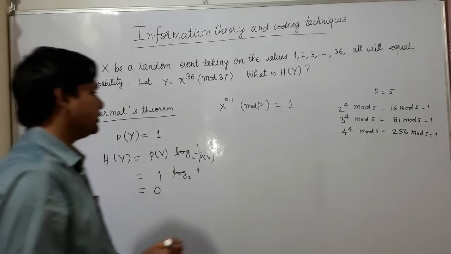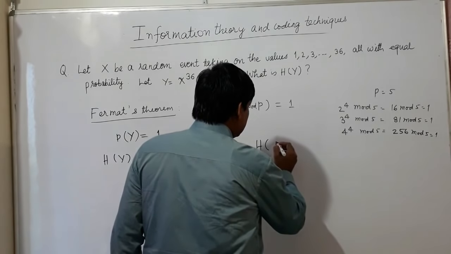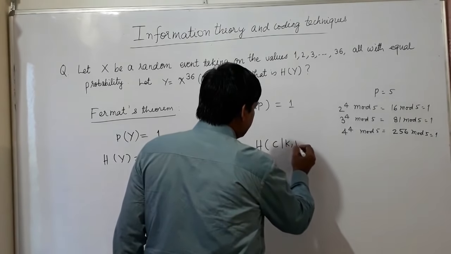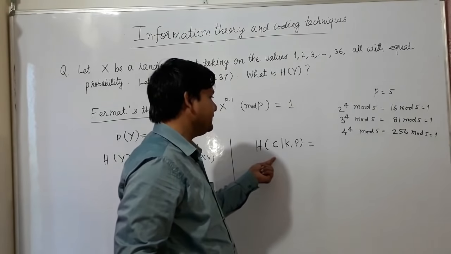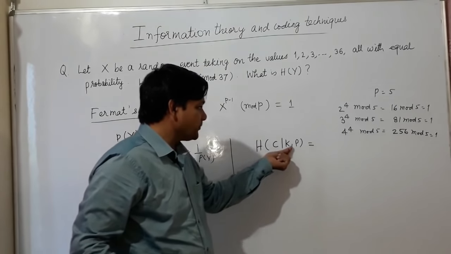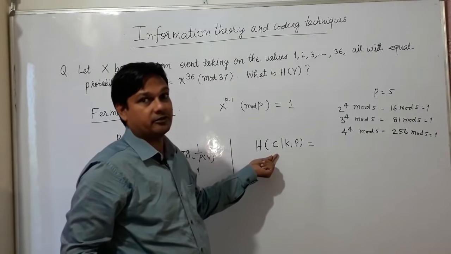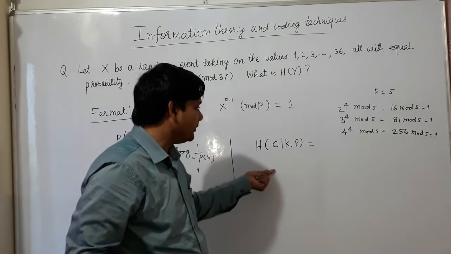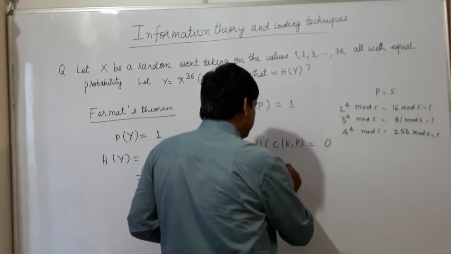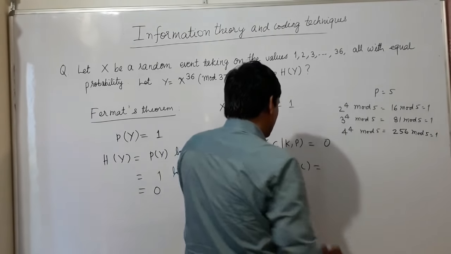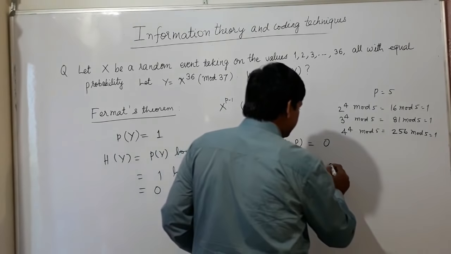And sometimes one more question is there: you have to calculate H of C given K and P. K is the key of encryption or decryption, P is the plain text, C is the ciphertext. Then you can see easily, if you know the key and the plain text, then you can easily encrypt it. Its probability is 1. If its probability is 1, then its entropy will be 0. Same question is here: H of P given K and C. If you know the key and ciphertext, you can easily decrypt it to plain text. So its value will always be 0.